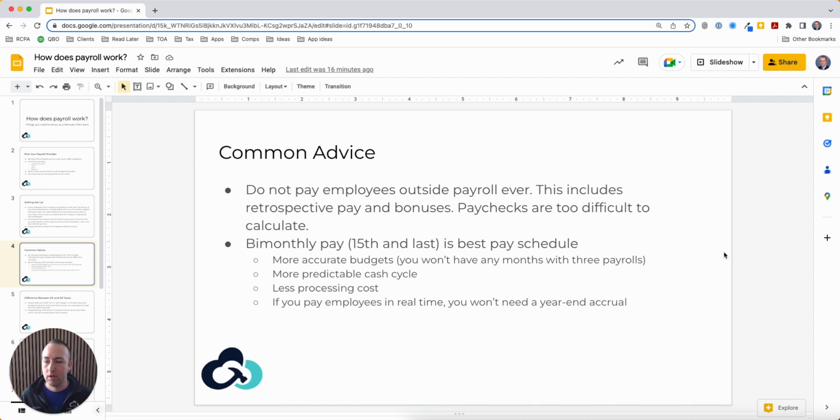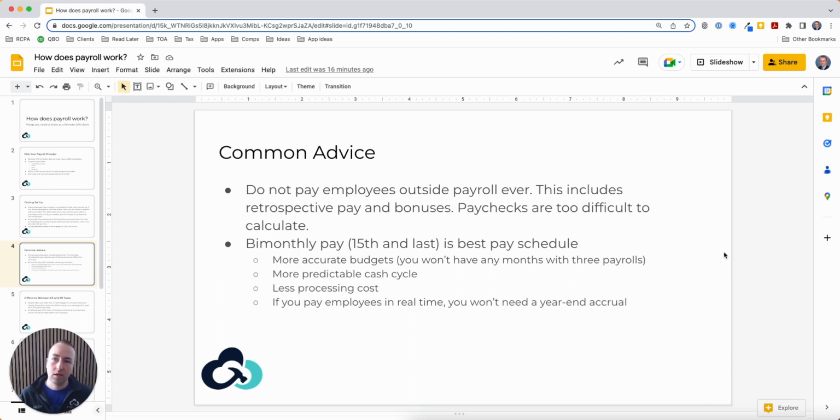A lot of people get their revenue around the beginning or the middle of the month, so this ensures that the cash is there to process payroll. And if you do choose a payroll provider like ADP that charges every time you run payroll, you're going to have an overall lower processing cost if you're only processing 24 payrolls per year as opposed to 26.